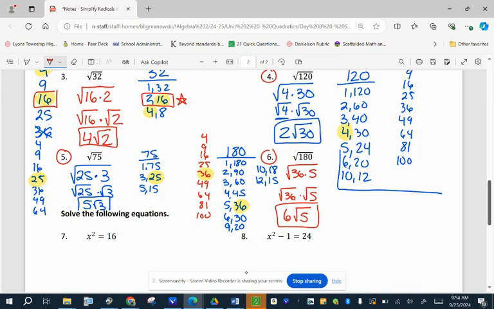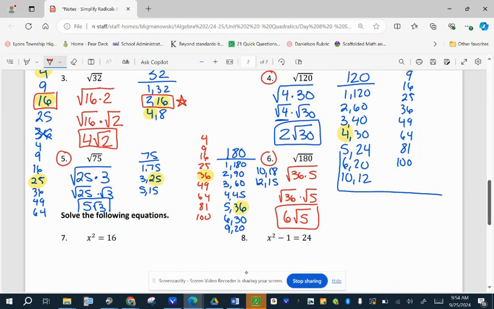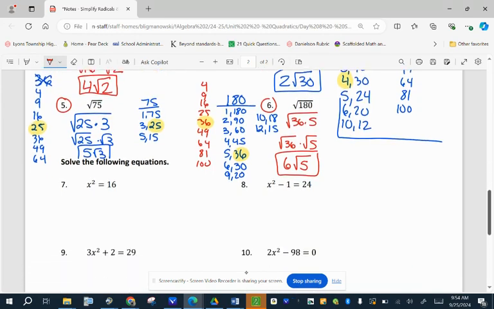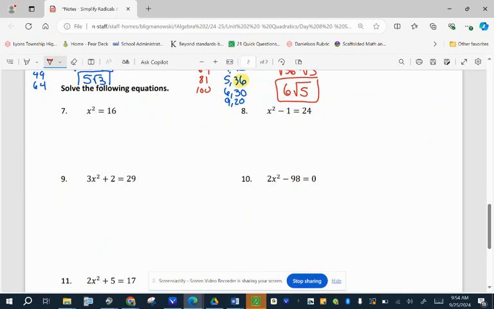So the reason we need to know how to simplify square roots is because we're going to solve by square roots, and sometimes they're not going to be perfect squares. So let's try some of this solving. So anytime I have an x squared, the opposite of squaring something is square rooting something. So I'm going to square root both sides.